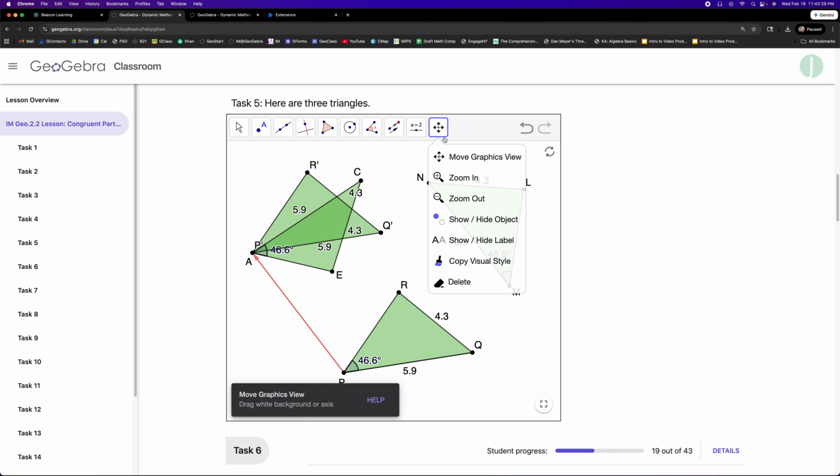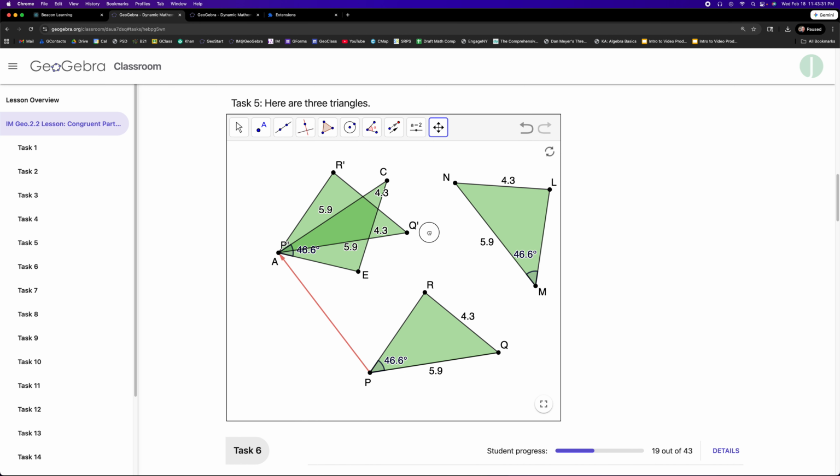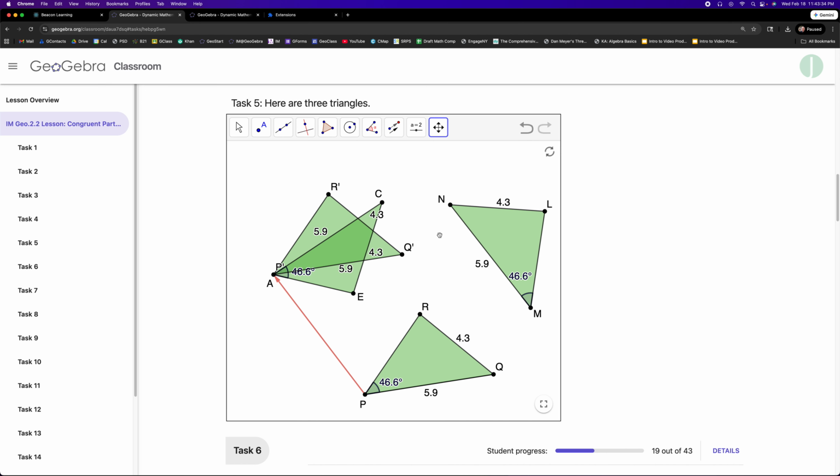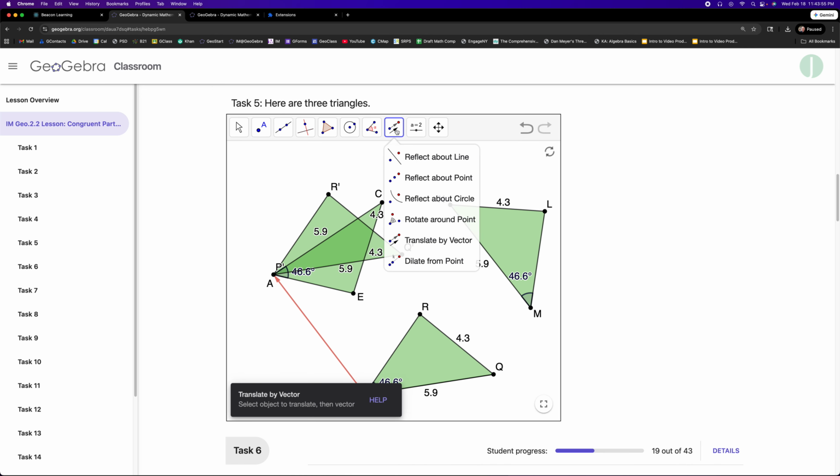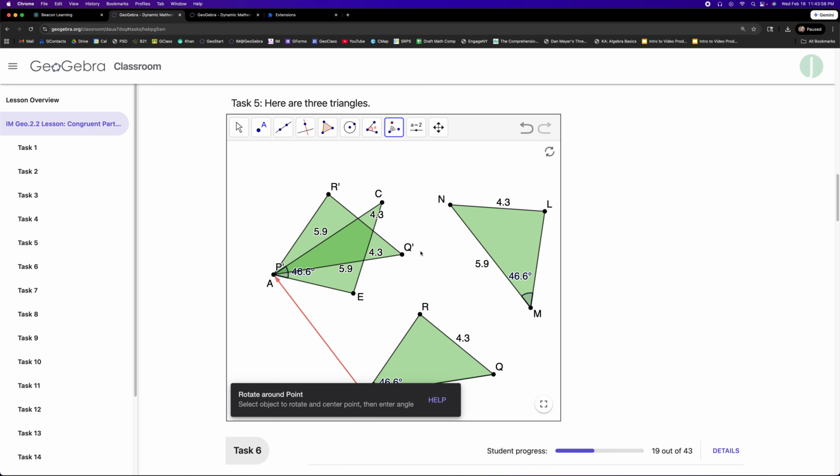I'm going to move this a little bit so that I can keep these two on here. All right, there we go. Now, as I'm looking at this, I think that if I move this Q prime up to where C is, that might allow me to reflect it down and then match it up. So that's what I'm going to try. In order to do that, I'm going to have to rotate this triangle around point P.